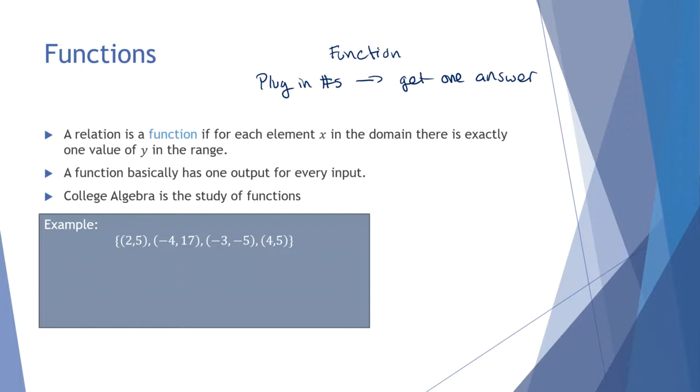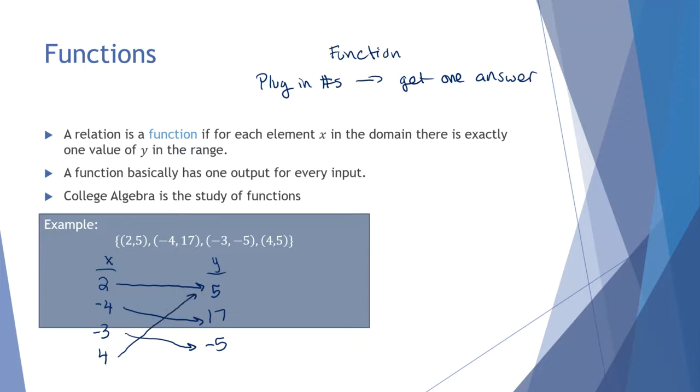So this is the same example I had before. The question is, is this a function? The way I look at it is I sort of map out the x and y, the domain and the range. So I'm going to list my x values, and then my y values, the range. Then I draw arrows. So I have an ordered pair 2, 5. You plug in 2, you get 5 out. -4, 17. -3, -5. And 4, 5.